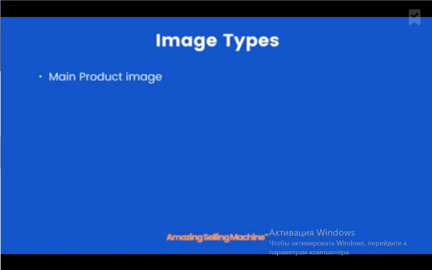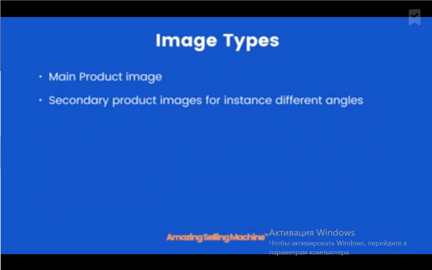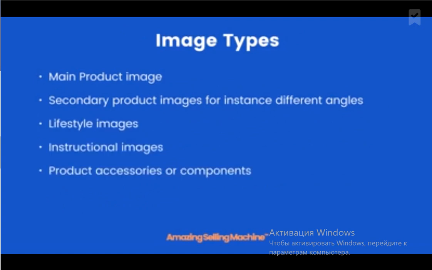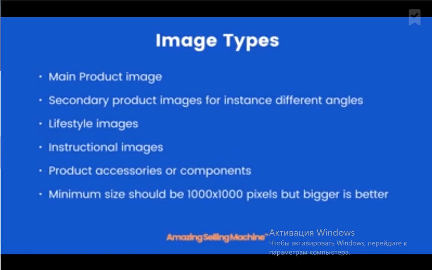Image types. First of all, your main product image. This is not only the image your potential customers will see in the search pages, but also is the first image they will see when they go to your listing. Secondary product images, for instance, different angles. Lifestyle images, instructional images, and finally product accessories or components. Now for images, your minimum size should always be 1000 times 1000 pixels, but bigger is better. The bigger your image is, the clearer it will look, and also the better it will look if a customer zooms in.